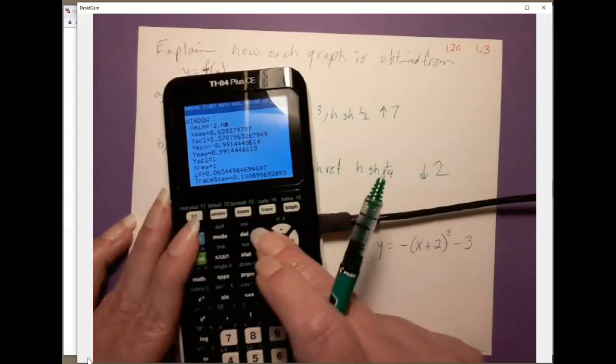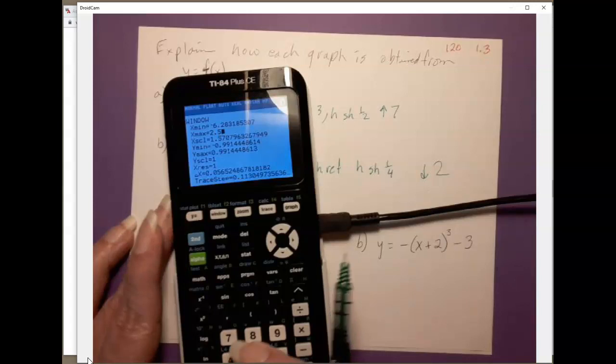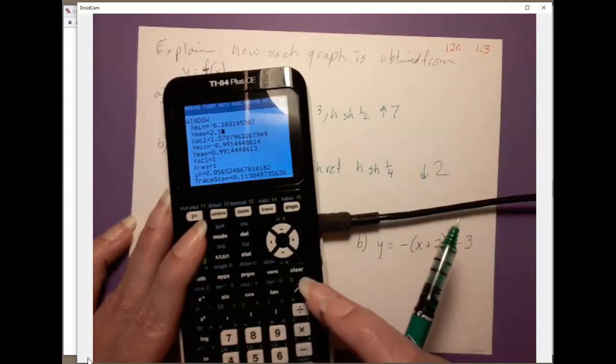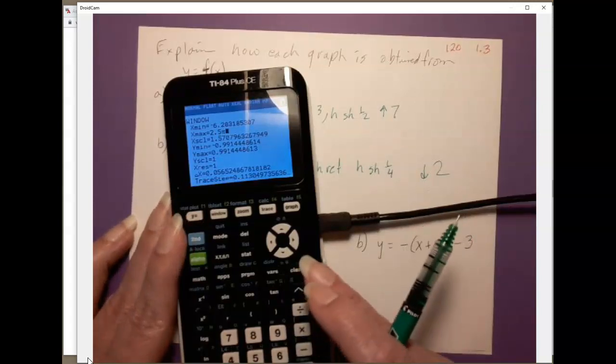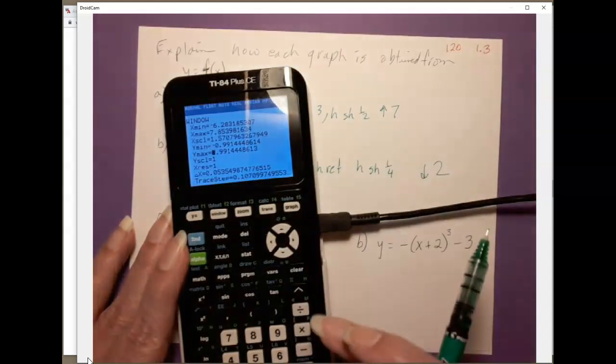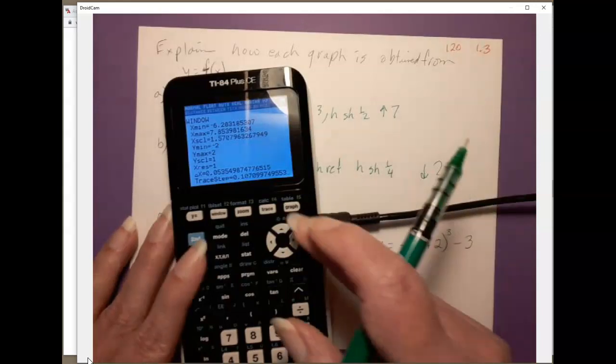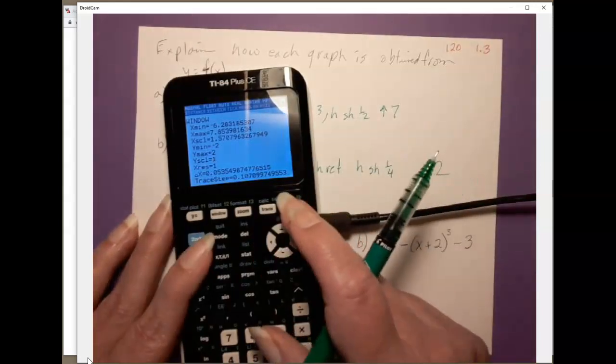Oops, that's just 2π. And then 2.5π. 2π. And I'll go from maybe negative 2 to 2 on the y, negative 2 to 2. Just a heads up on how you can quickly get these done in your calculator.